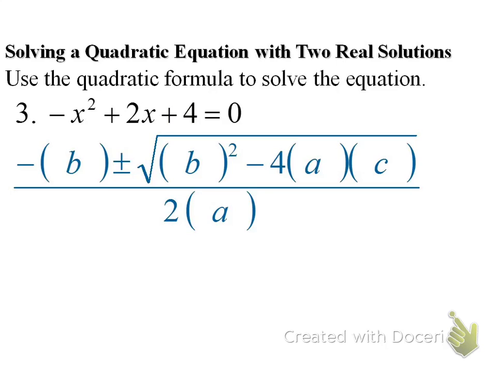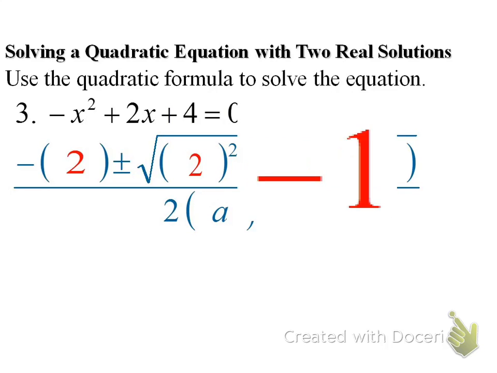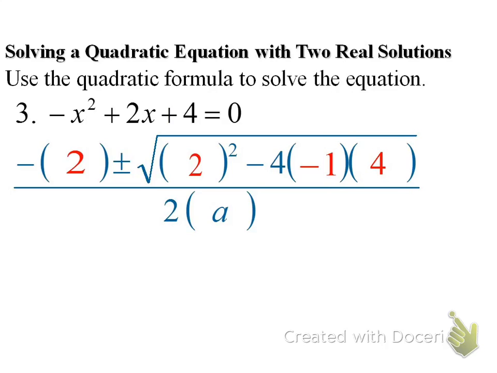All right, here's number 3. Again, you could mess around with completing the square or factoring. But the directions say use the quadratic formula, so I'm not even going to mess with the other ones. What do all the b's turn into? 2. The a's? -1. And the c's? 4. So I have -2 plus or minus the square root of 2 squared minus 4 times -1 times 4 all over 2 times -1. Questions so far?